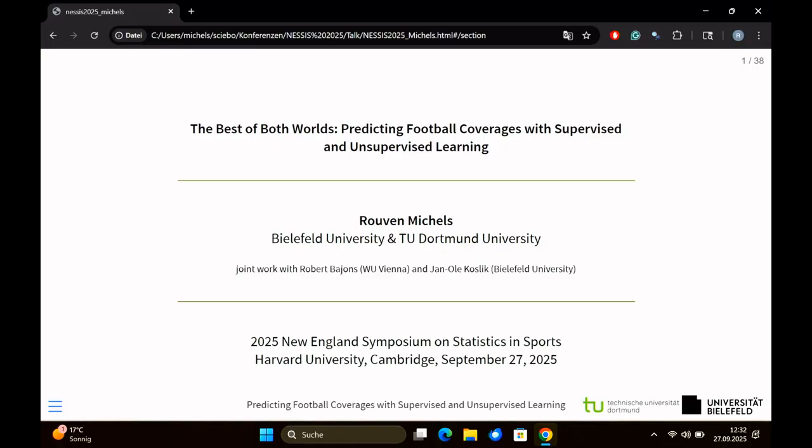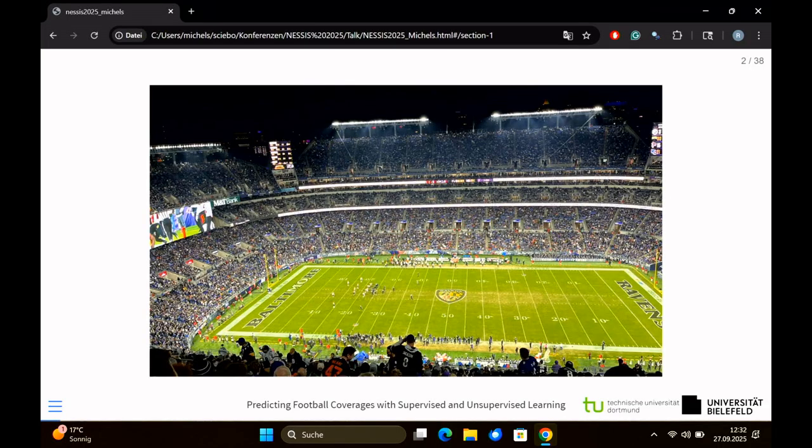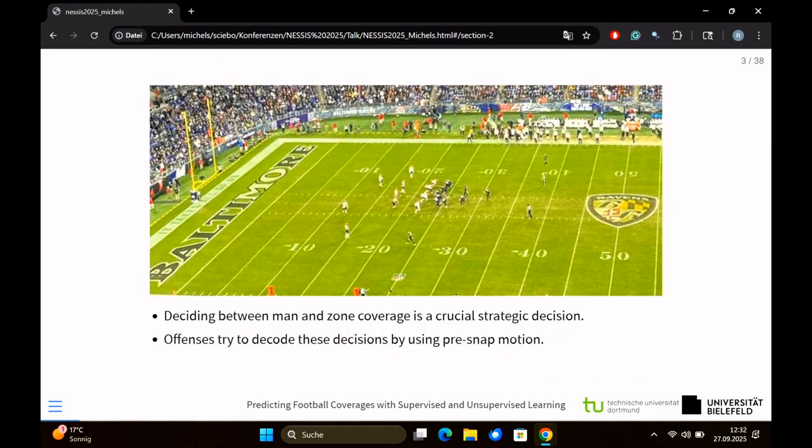When I was invited to give this talk here, they said, bring your own pictures. And I wanted to show something about pre-snap motion. So I asked my wife, did you have a picture when we were in Baltimore 3 years ago of pre-snap? And luckily she had, so I can show you something here.